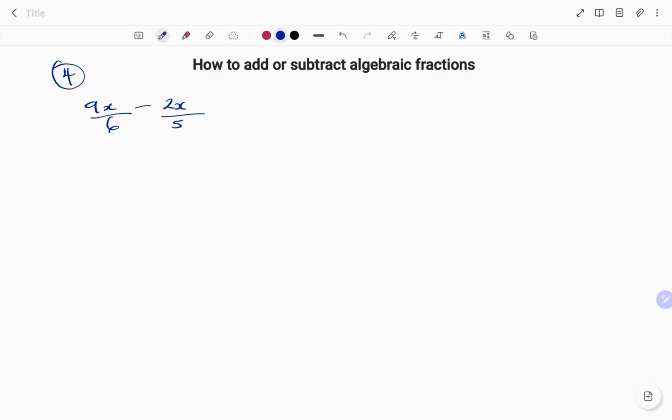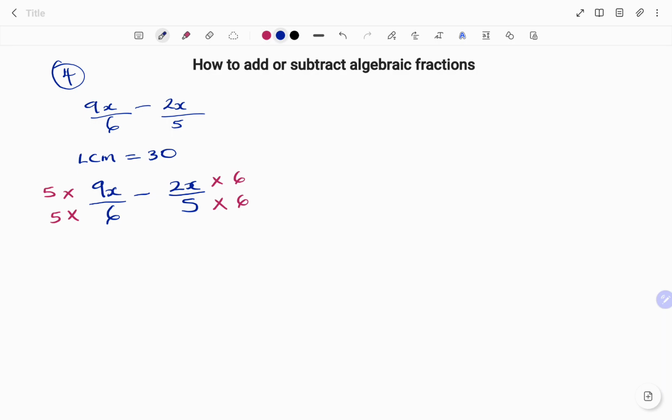In this example, we have 9x over 6 minus 2x over 5. The lowest common multiple for 6 and 5, or the LCM, is 30. So for our first fraction, 9x over 6, to make the denominator 30, we need to multiply 6 by 5. We do the same at the top. On the other side, we have minus 2x over 5. To make 5 into 30, we need to multiply it by 6, because 5 times 6 is 30. And whatever you do at the bottom, you do at the top.